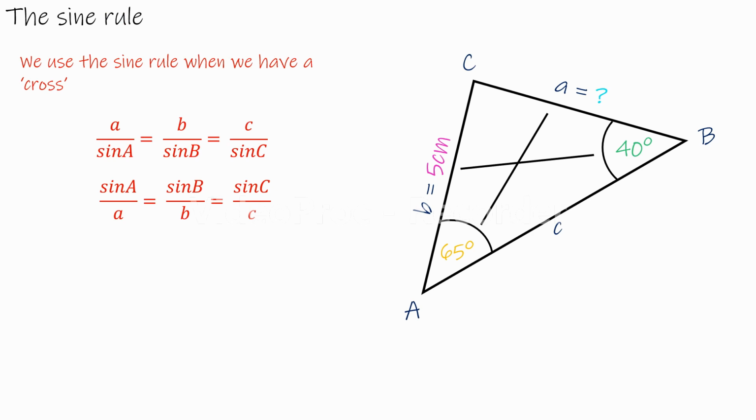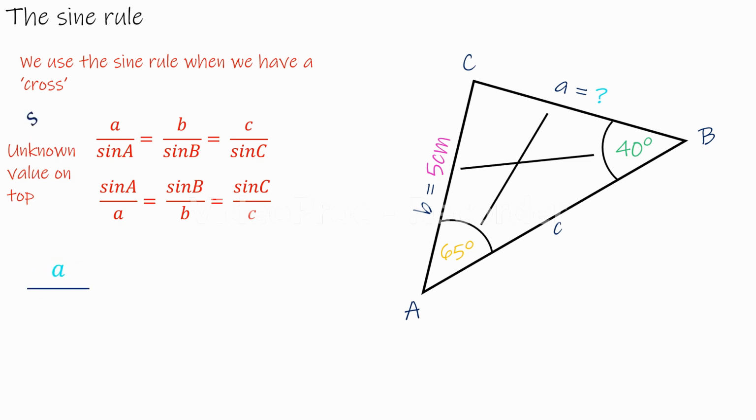We could say that a over sine A equals b over sine B equals c over sine C, or sine A over a equals sine B over b equals sine C over c. To make it easier when you are substituting your values and rearranging, you're going to want to have your unknown value on the top of your fraction, and that's why I've given you these two versions of the sine rule.